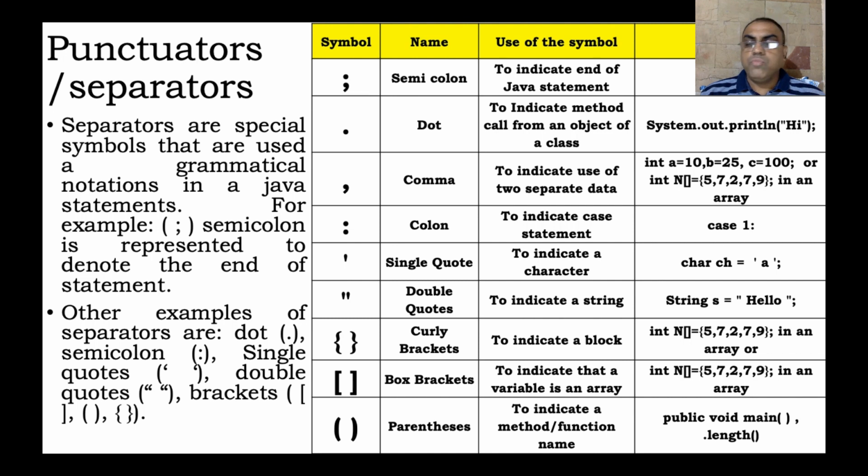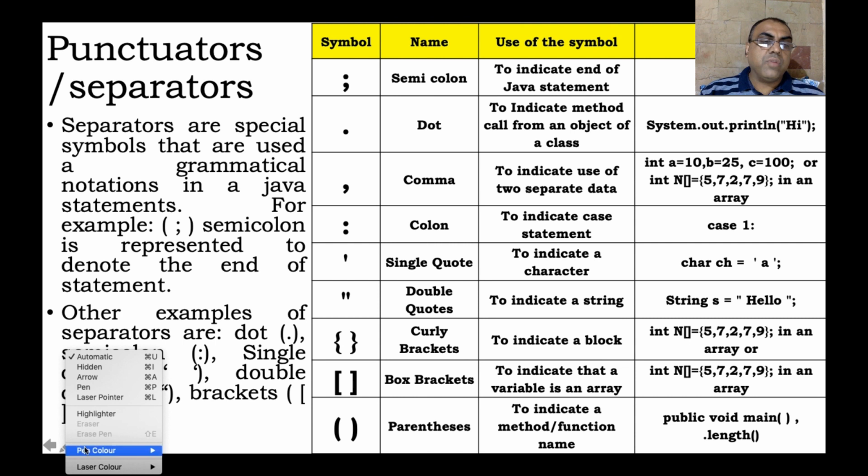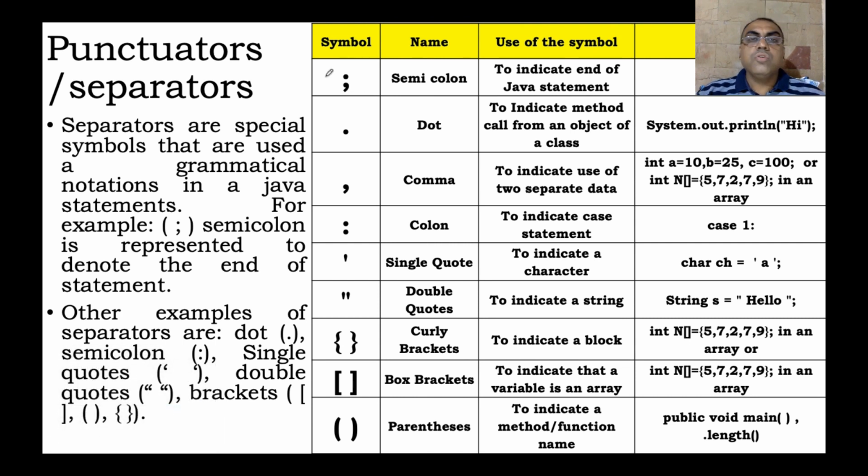So the best and most simple one is your first one. I'm going to take blue color. Your first one here is semicolon. Semicolon, we all know, indicates the end of the Java statement. So this is where it is written.